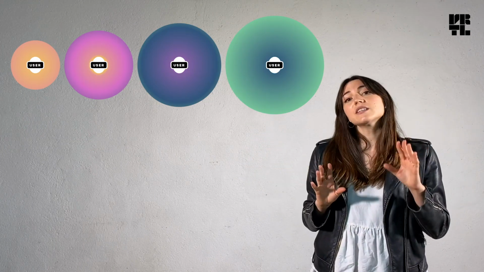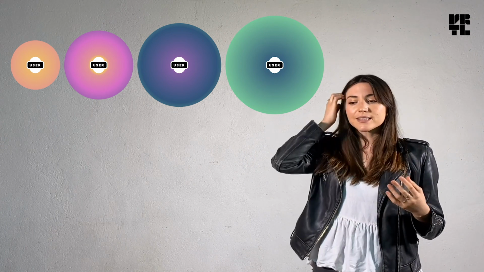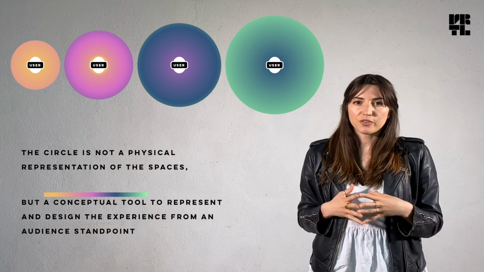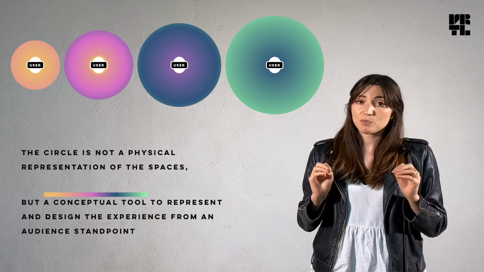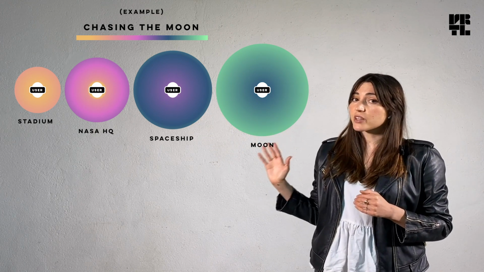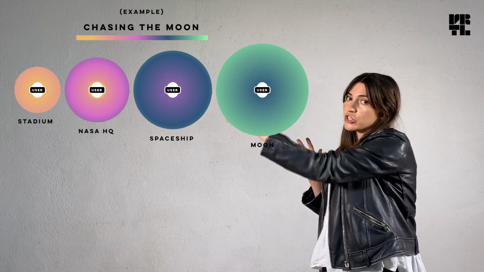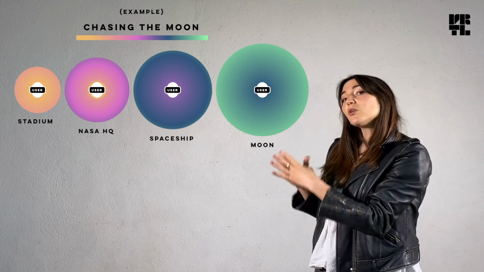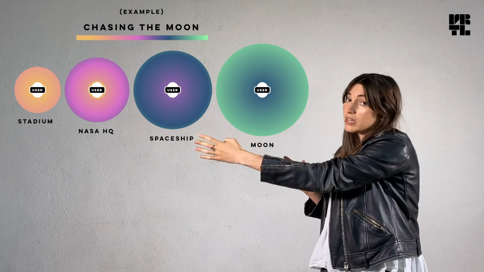As for tools, I'm going to use a set of circles, and there is a template available on the internet that you can download if you want to use them. Remember that each circle is not a physical representation of that story wall, for example the stadium, but rather a conceptual tool to design the experience from an audience standpoint. So first step, I set a circle to represent each wall of experience. Remember that in my story there were four walls of experience, and the size of the circles represents the order in which the audience steps into them. So the smallest will be the first wall where my audience will step into, and the largest one the last one, the moon in my case.